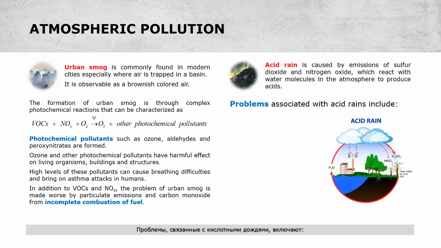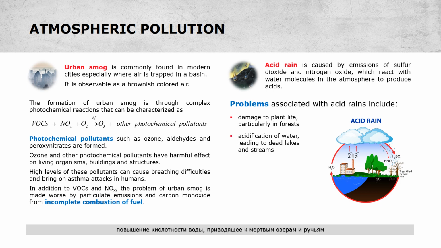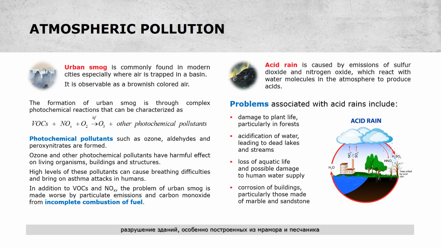Problems associated with acid rains include damage to plant life, particularly in forests, acidification of water, leading to dead lakes and streams, loss of aquatic life and possible damage to human water supply, corrosion of buildings, particularly those made of marble and sandstone.